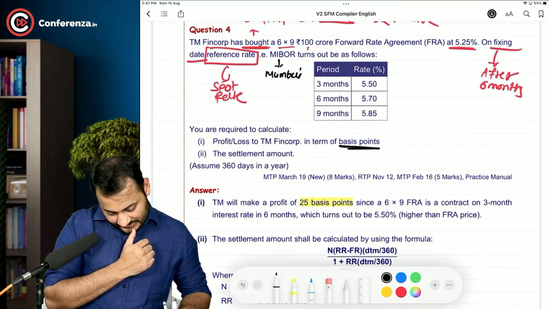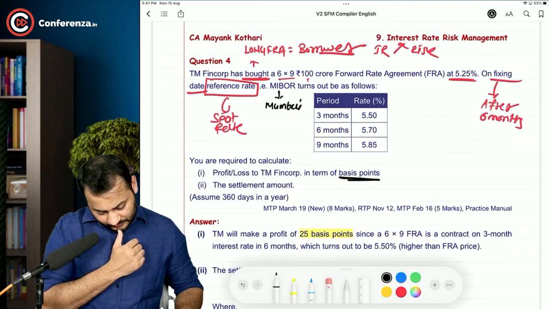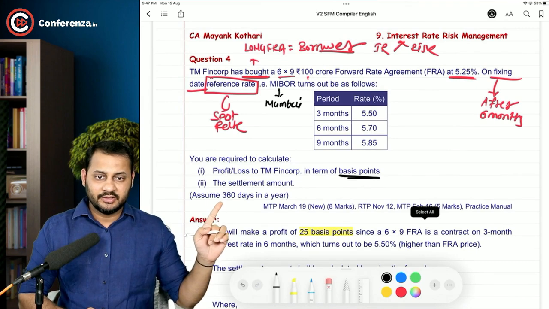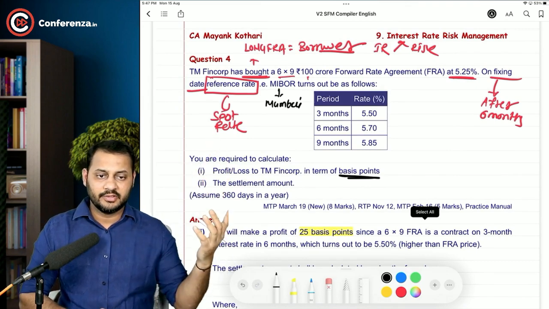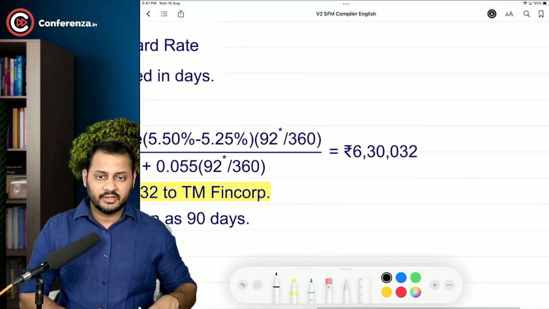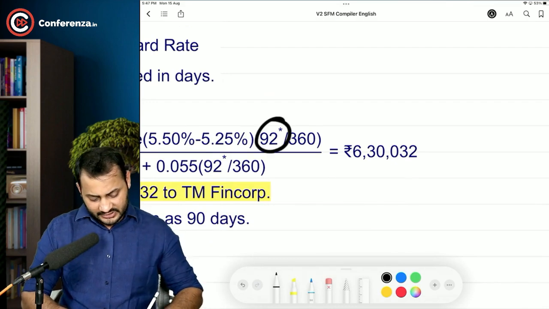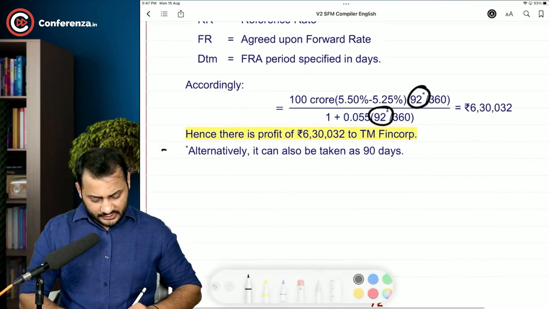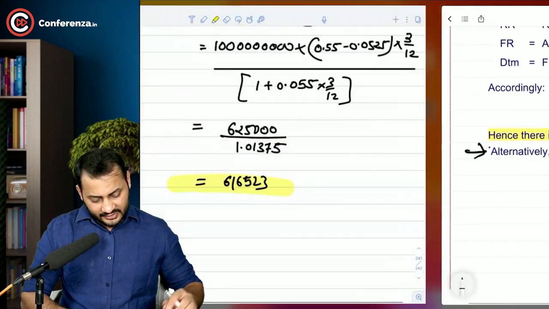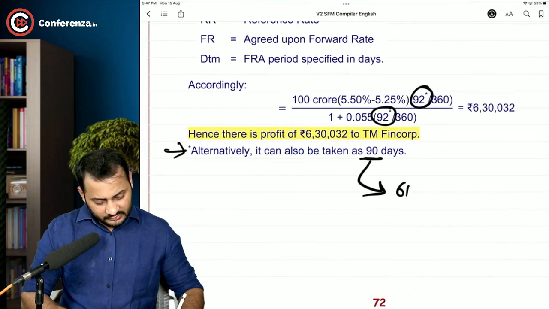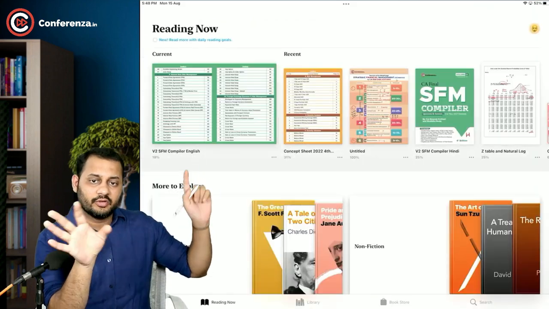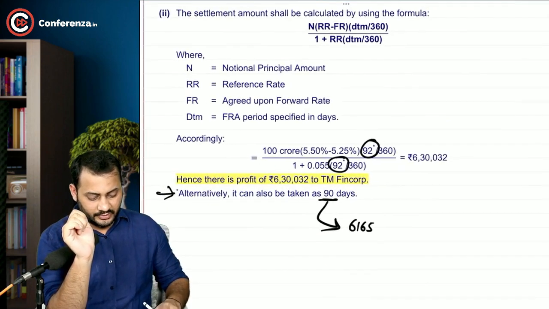They have asked us to assume 360 days in a year, and 3 months has been taken as 90 days. But in this question, they have taken it at 92 days, which is, I think, wrong. Otherwise, the question is very clear that alternatively it can also be taken as 90 days. And if you take it as 90 days, it will be 616,523. Our answer is right, which is also according to the institute. So don't worry about it.